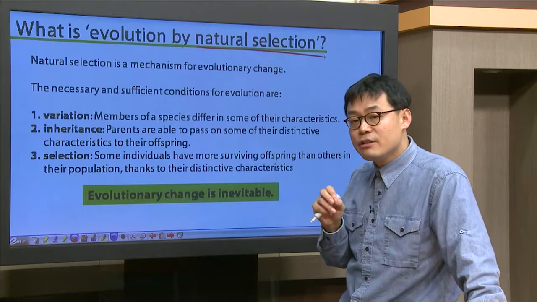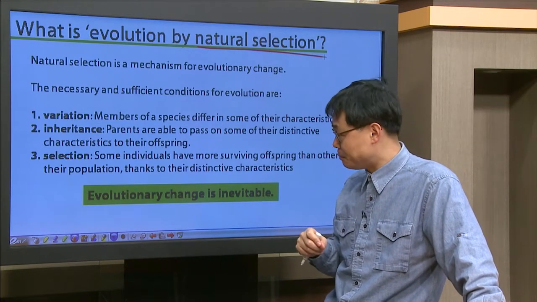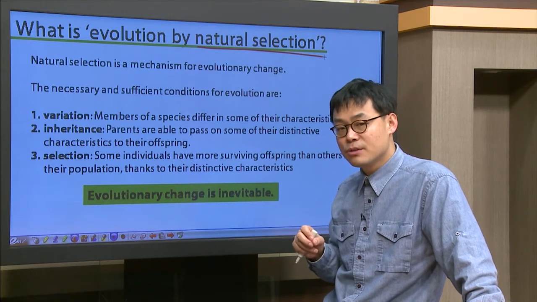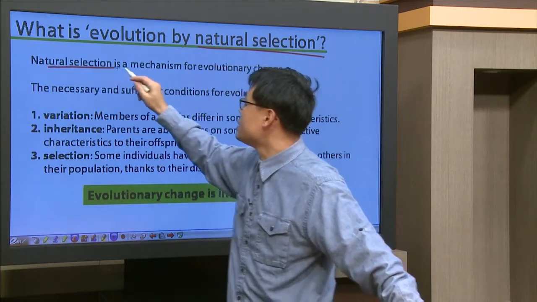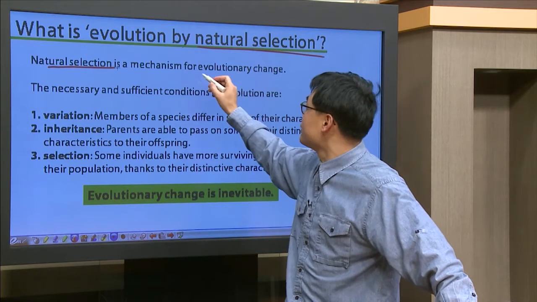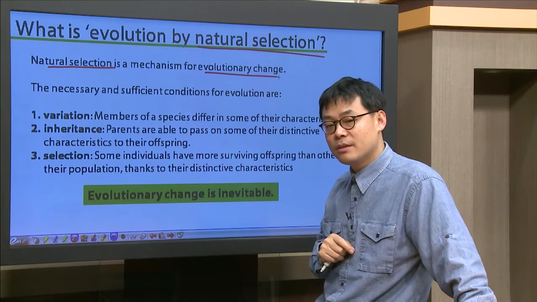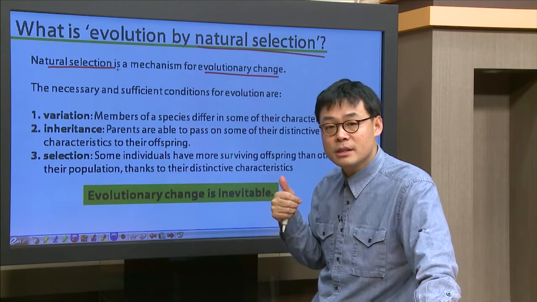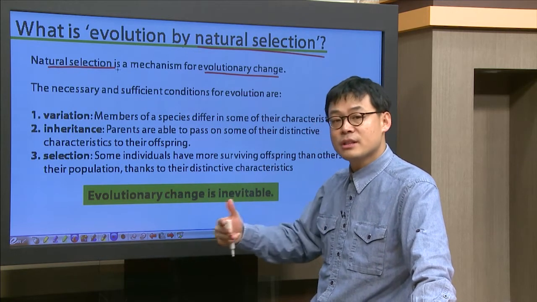What Charles Darwin is important for is that he proposed the mechanism for evolution, which is natural selection. Natural selection is one of several mechanisms for evolutionary change. There were other mechanisms for evolutionary change, but natural selection is probably the most important mechanism for evolution. And how does natural selection occur?